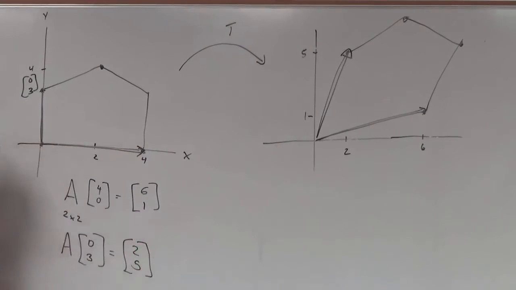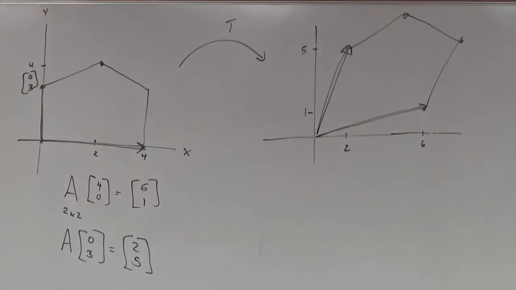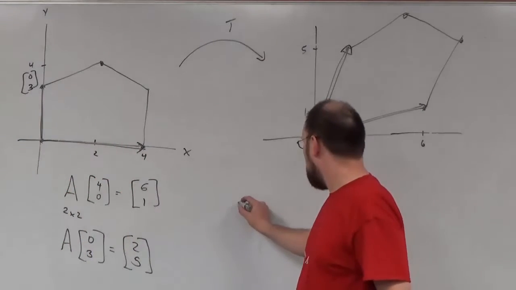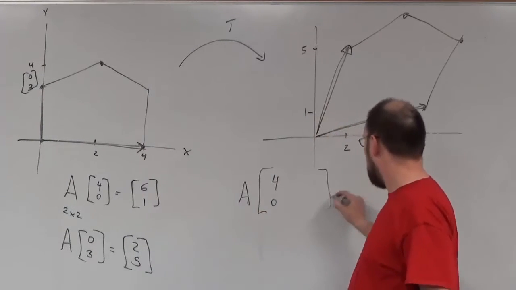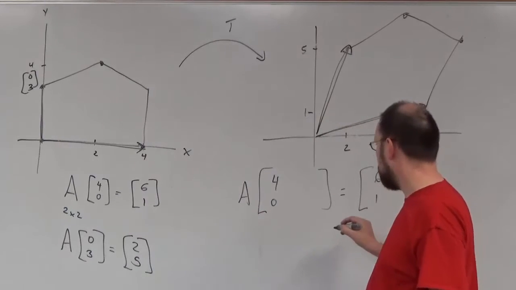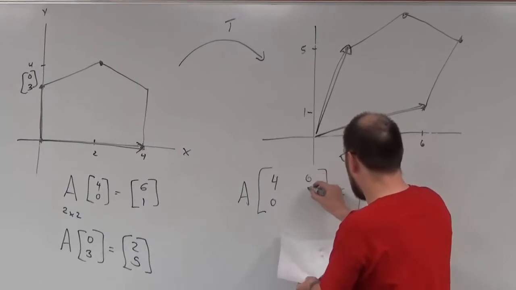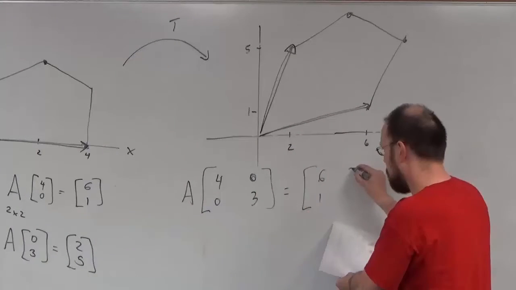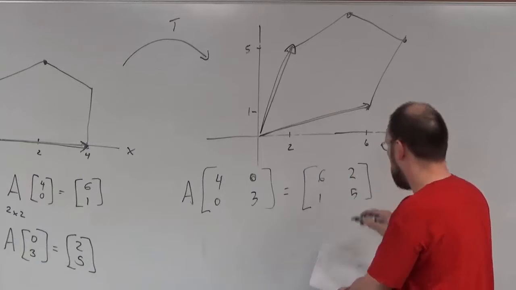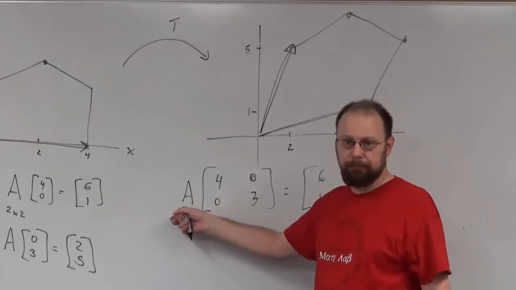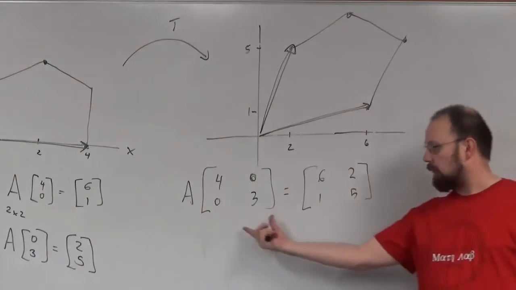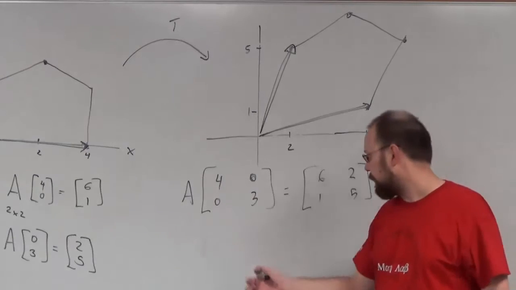How can we find the matrix A? I mean, you have enough information, right? If you know where two linearly independent vectors go, you know the map. You just have to compute it. Well, let's take matrix A times 4, 0. That would have to give me the column 6, 1, correct? Then matrix A times the column 0, 3 would have to give me the column 2, 5. And then we can easily use algebra to solve for A. Just multiply both sides by the inverse of this matrix to solve for A.